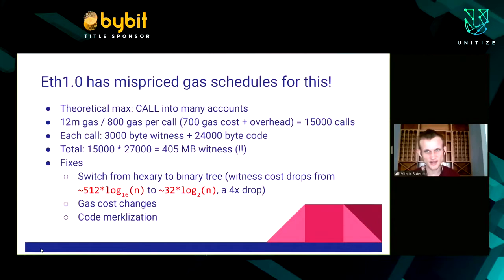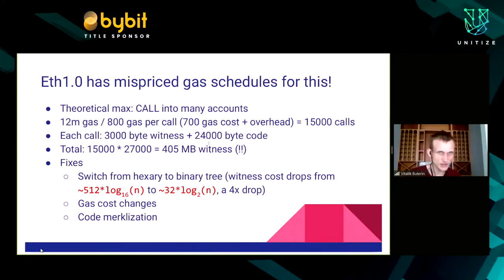The bad news is that the current Ethereum protocol has very mispriced gas schedules for this. Basically, the problem is that you can have a block that does calls into a whole bunch of different accounts. The gas limit is 12 million. The gas cost of a call, including overhead, is 800. 12 million divided by 800 gives you 15,000 calls.